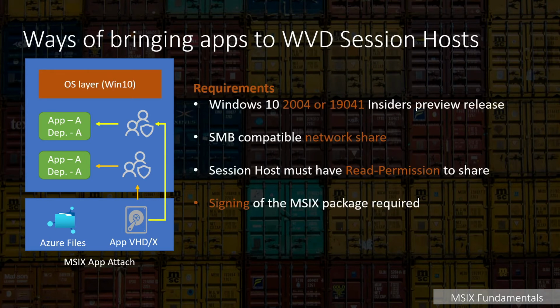But that leads us to the question: if you got curious, what are the requirements to get started with MSIX App Attach? First of all, like mentioned earlier, you need to have Windows 10 2004 or 20H2, or version 1904 Insider Preview release installed. You need to have an SMB compatible network share, and the session host must have read permission to the share itself.